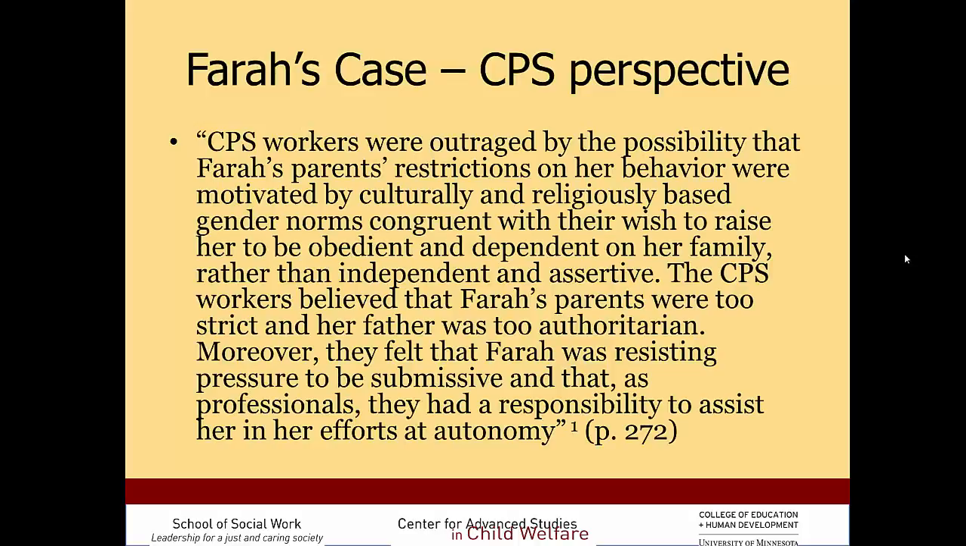This is how the author of this vignette described the actions of the CPS professional. "CPS workers were outraged by the possibility that Farah's parents' restrictions on her behavior were motivated by culturally and religiously based gender norms, congruent with their wish to raise her to be an obedient and dependent member of her family, rather than independent and assertive. The CPS workers believed that Farah's parents were too strict and her father was too authoritarian. Moreover, they felt that Farah was resisting pressure to be submissive and that, as professionals, they had a responsibility to assist her in her efforts at autonomy."